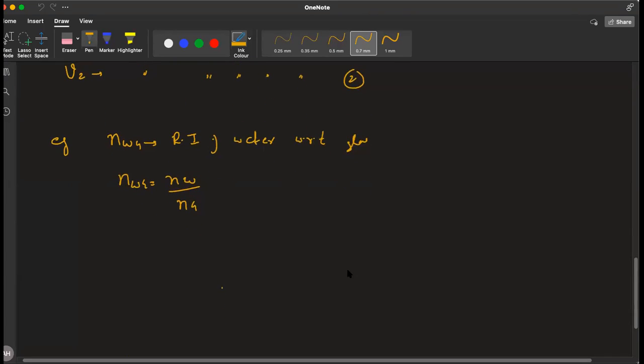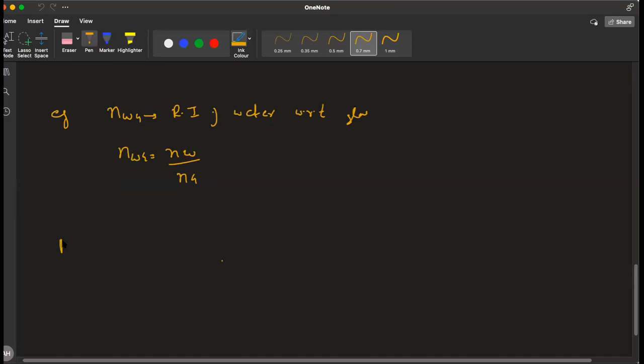Okay, so we can relate this refractive index to wavelength also. Does anyone remember any relation between speed of light and the wavelength of light? See, this is the relation. C is equal to nu lambda. C is speed of light, this is frequency, and that is wavelength.